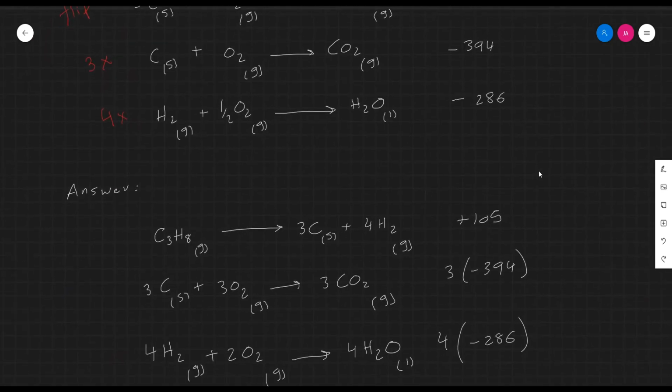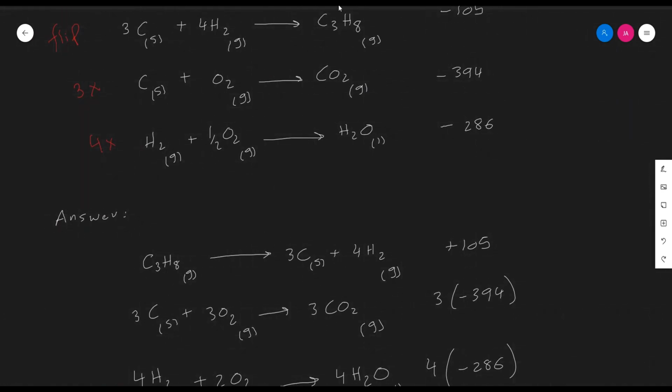Equation 1 was flipped. As you can see, it was written in the opposite direction here, and its sign was reversed into a positive sign, since if this reaction is exothermic in this direction, then the opposite direction would be endothermic, and this is why its sign is flipped. As for this equation here, we said we need to multiply it by 3, and the whole stoichiometric ratios will be multiplied by 3 as well as its value.